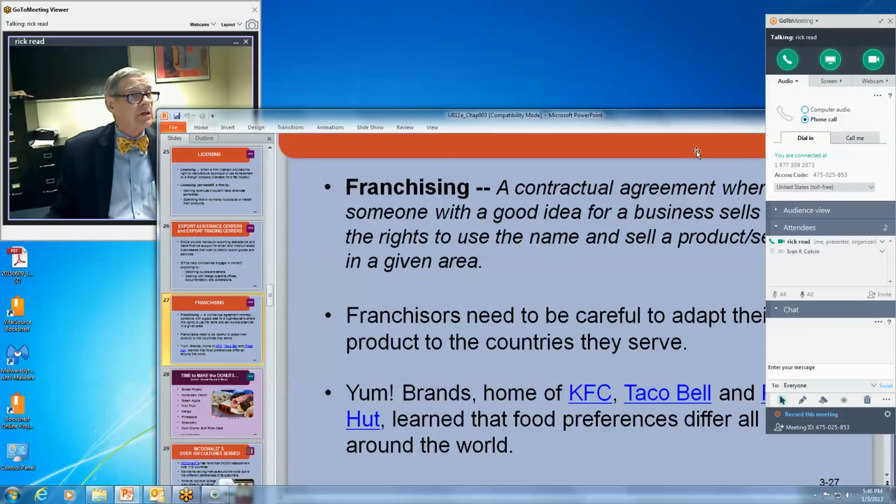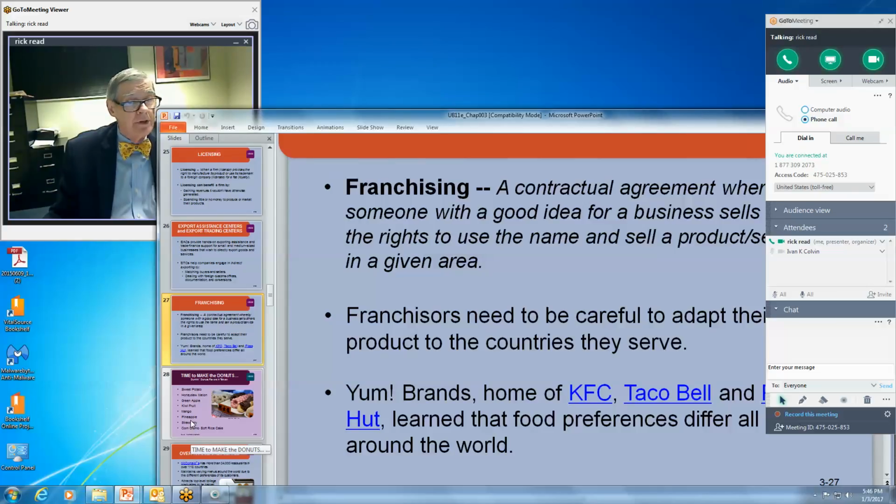Franchising is just what it says. It's the same as it would be here in the United States. It's a contractual agreement to sell a product in a foreign country like McDonald's in Germany or Starbucks in England or something of that nature. They can use the name and sell the products in a specific area. No different than franchising in the United States. And we'll talk more about franchising in Chapter 5. You have to be careful to adapt to the country in which you're going to do business to make the product that they want. And then this just talks about the different types of companies that have done business.